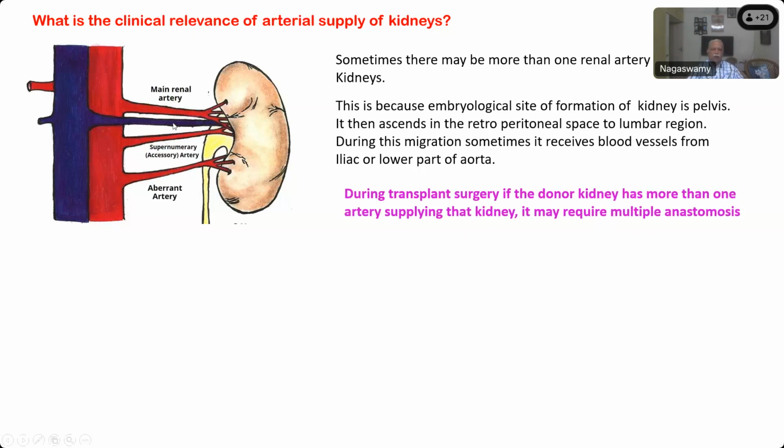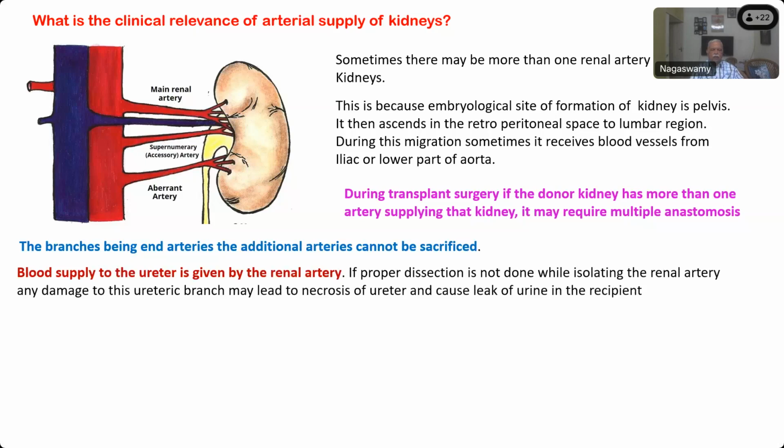When there are 2 branches straight away going into the hilum, you cannot sacrifice this one. You have to anastomose this also to the recipient vessel. So the branches being end arteries, the additional arteries cannot be sacrificed all the time. Blood supply to the ureter is given by the renal artery.